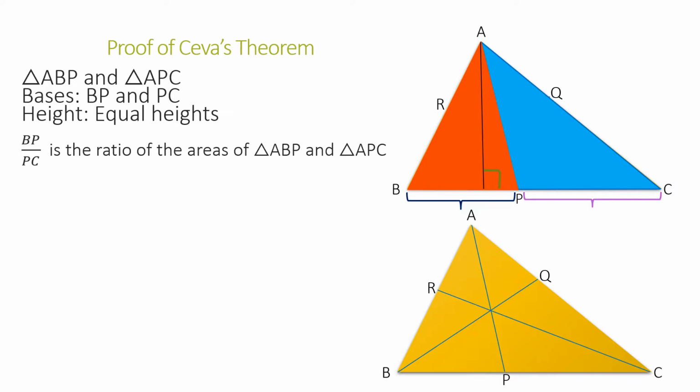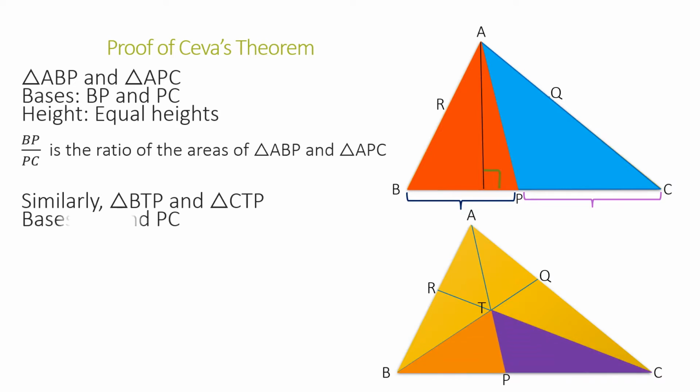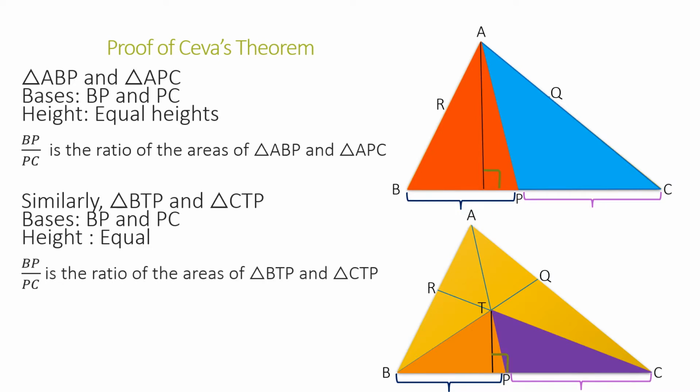We're going to call the intersection of all Chevians point T. And consider triangle BTP and triangle CTP. They also have bases BP and PC, and they have equal heights. Therefore, BP over PC is the ratio of the areas of triangle BTP and triangle CTP.